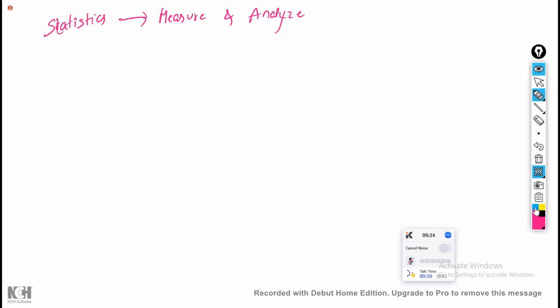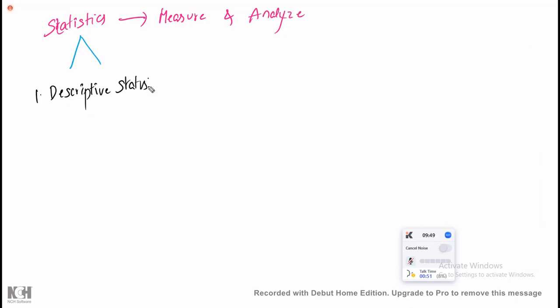Now within statistics, we have two types. Two types of statistics are there. The first one is called descriptive statistics. Now, what is meant by descriptive statistics? Descriptive statistics means nothing but analyzing the given data.